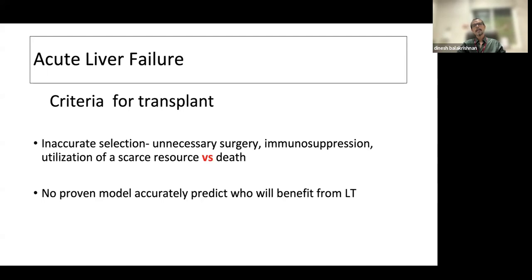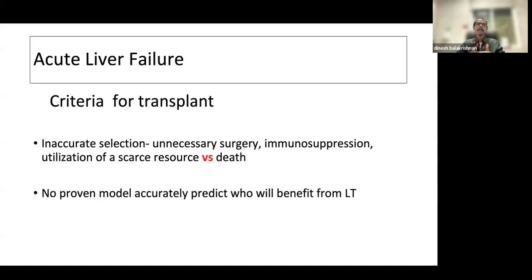There's no proven model which will accurately predict who will benefit from liver transplant, but depending on the situation, you can choose either King's College criteria or, in places like, for example, our state, Kerala, or in India, where rat poison is a cause for acute liver failure, we have developed our own criteria.